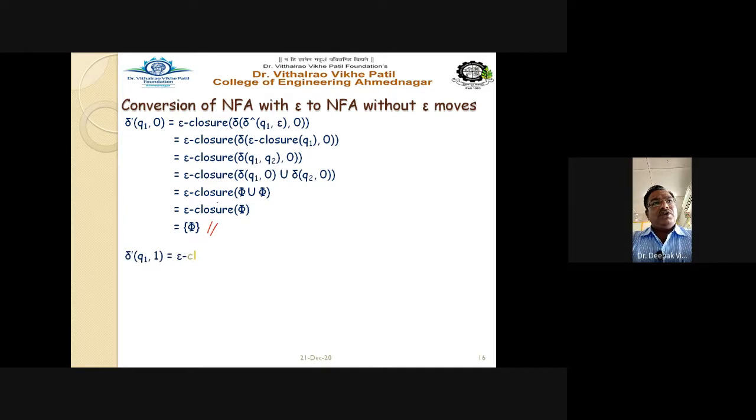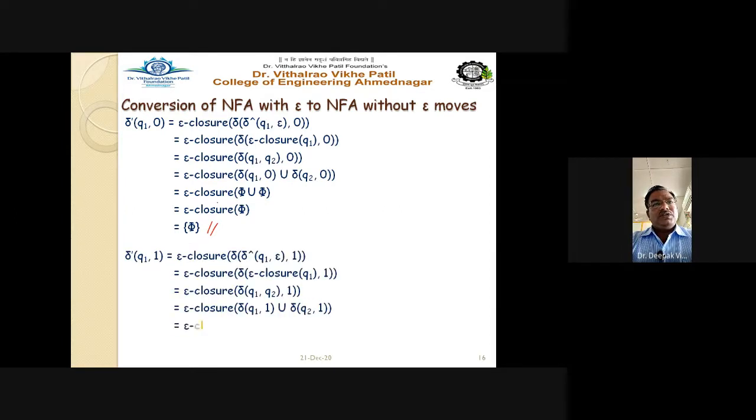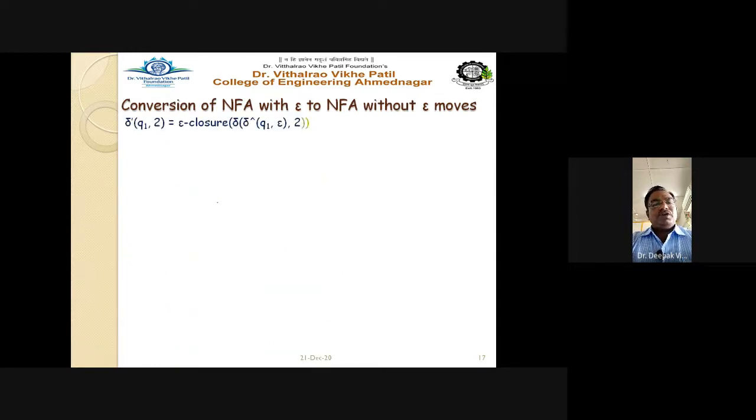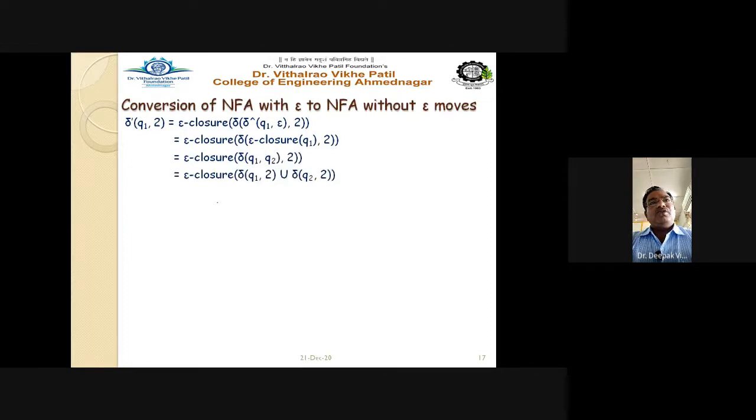The second, Q1 on 1. So Q1 on 1, we get here E closure of Q1, and E closure of Q1 is nothing but Q1 and Q2. And now Q1 on input 2. So E closure of delta cap Q1 epsilon and input is 2. So E closure of Q1 is Q1, Q2. So split it: delta Q1 on 2 and delta Q2 on 2. So E closure of phi union Q2, and E closure of Q2 is nothing but your Q2. Okay, so all these 9 transitions, we have found out.